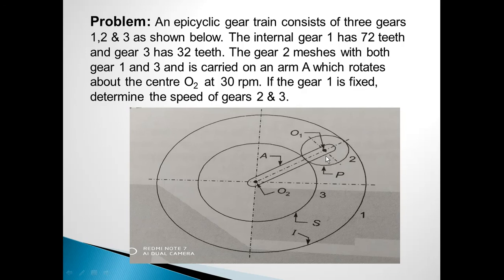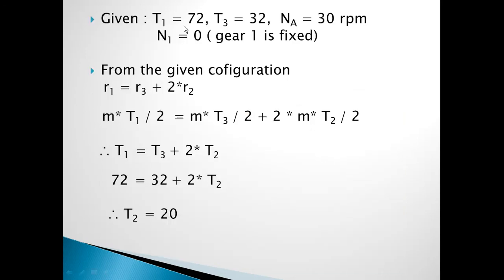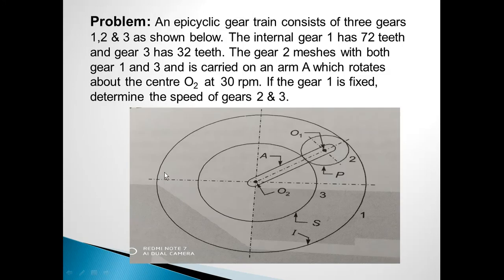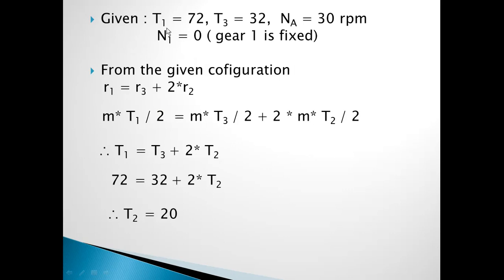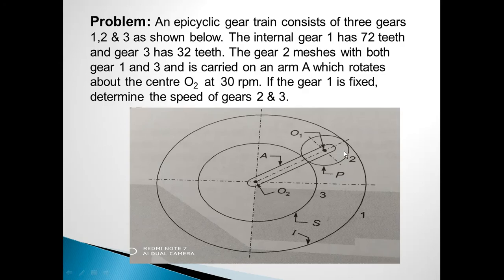So from the given problem, what is the given data? The number of teeth on gear 1 and 3 is 72 and 32 respectively. Speed of the arm is 30 rpm, so Na equal to 30 rpm, and gear 1 is fixed, so speed of gear 1 is equal to 0. Now what is remaining? The number of teeth for gear 2 is missing. So how do we calculate it? We have to calculate the number of teeth on the basis of the configuration diagram given over here.